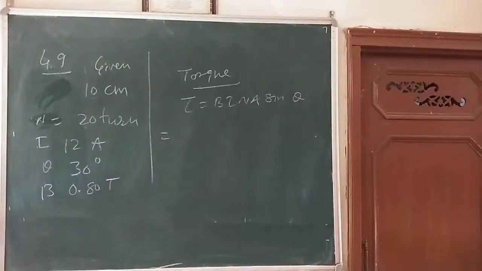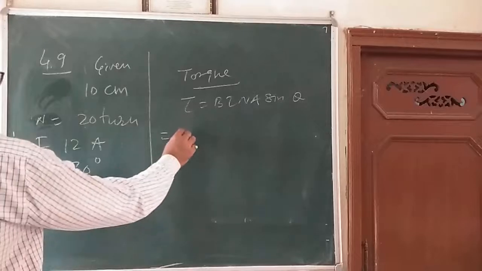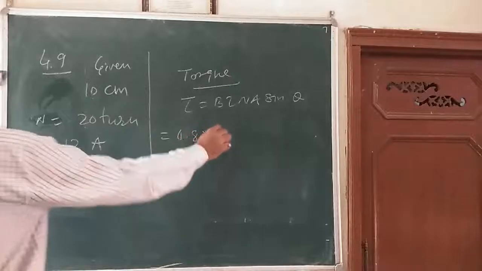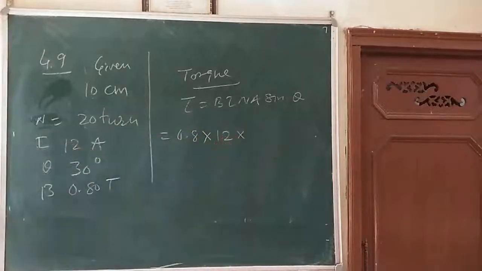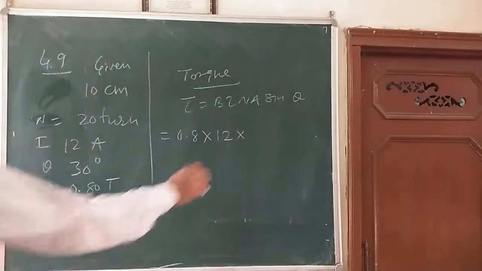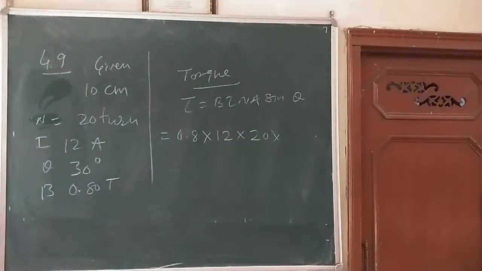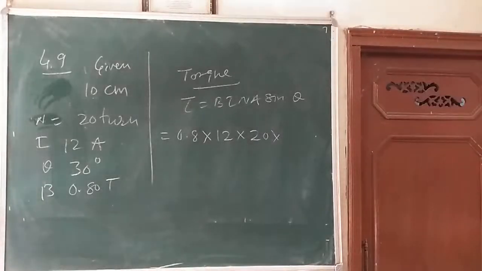First of all, the magnitude of the magnetic field B, the magnitude of the magnetic field, that is 0.8. Then the current, that is given as 12. Then the number of turns, 20. Then N I A B sin theta.